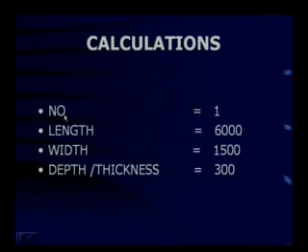There is one apron on the upstream side. Because we are making the calculations for apron on the upstream side, the number is taken as 1. The length, as you have seen in the earlier figure, is 6 meters. The width is 1500 mm. The depth or thickness is taken as 300 mm. So, do we tabulate these? Yes, here look at the tabular form.